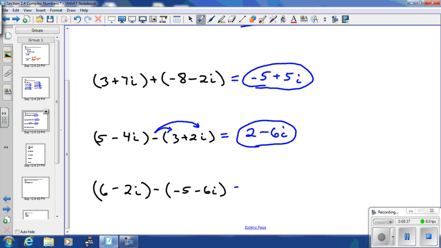And one more down here for subtraction. 6 minus negative makes plus, so 6 plus 5 is 11. That's the real part. Negative 2 minus a negative makes plus, so negative 2 plus 6 is plus 4. So that's the adding and subtracting part.